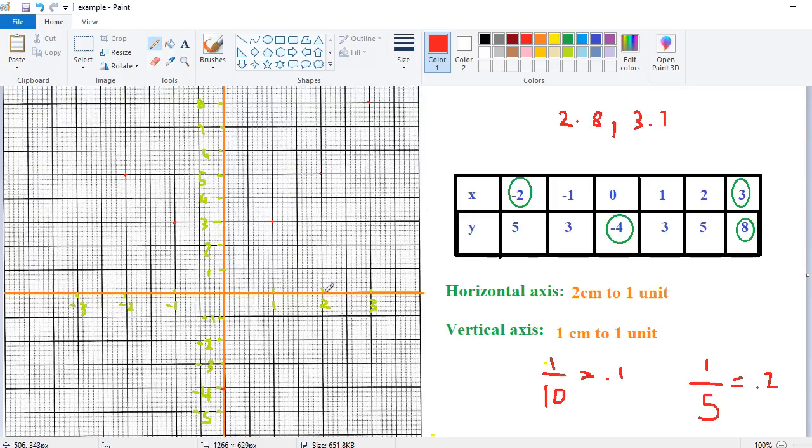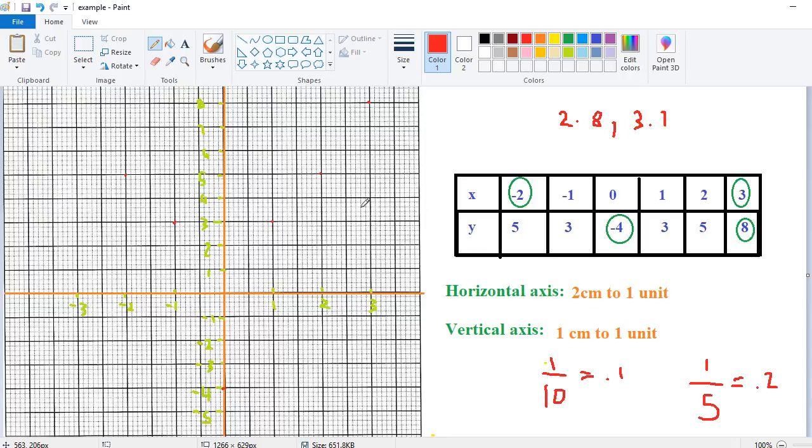So I can see here's 2. So here will be 0.1, 2.1, 2.2, 2.3, 2.4, 2.5, 2.6, 2.7, 2.8. So 2.8 is going to be right here, right? We're going up this line here. So here's 2.8, and we're looking for 3.7. So let's come down a bit, come down.